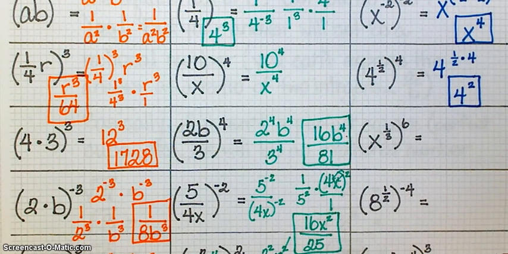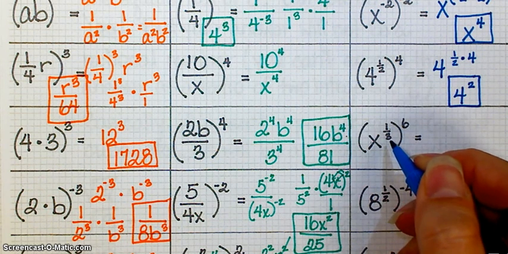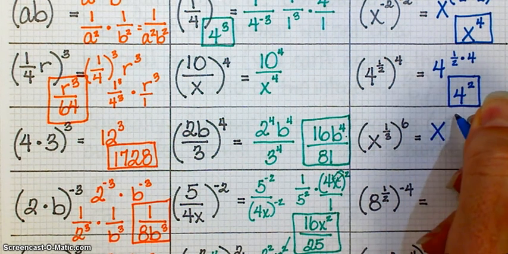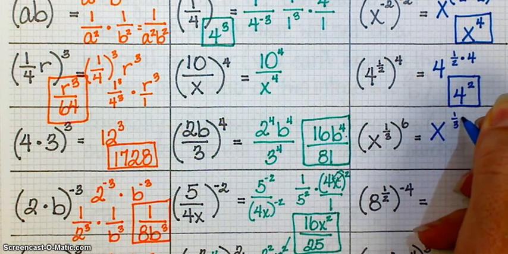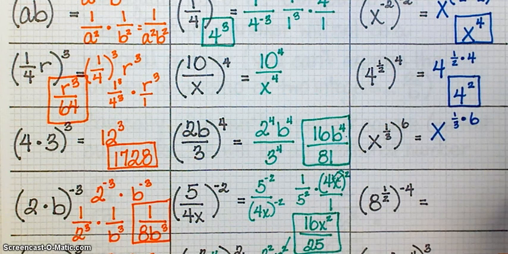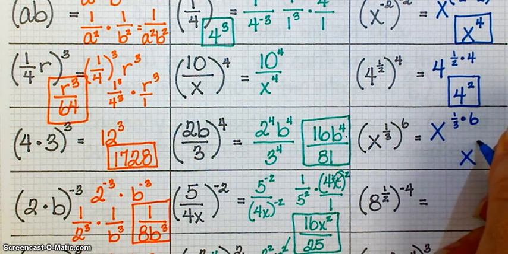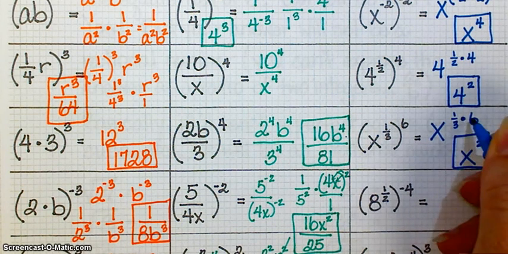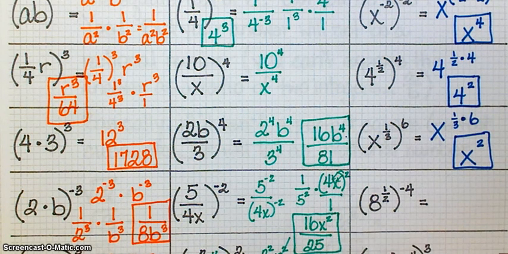The next one, you have x to the 1/3 power, which is really saying the cube root of x. But x to the 1/3 power, and all of that is in parentheses raised to the 6th power. So this is really x to the 1/3 times 6. 1/3 times 6, and that just turns out to be x to the 2nd, because this turns into 6 over 3, which is just 2.